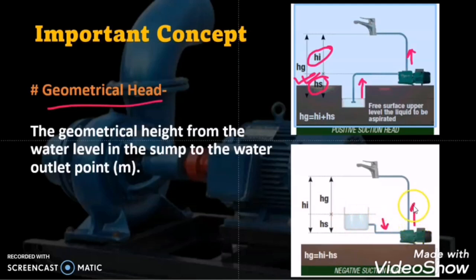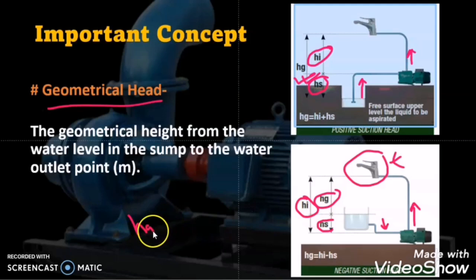But the motor is working against the gravity for delivering the water to the water point. In this case, the motor is working only at the time of delivering the water against the gravity. In this case, the geometrical head is the difference of delivery head and the suction head. So it will change from situation to situation. You have to analyze this one, okay?